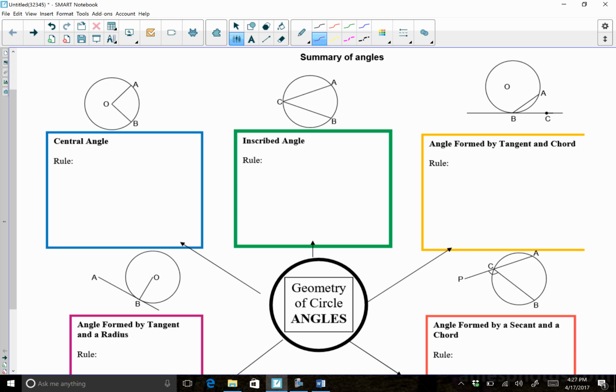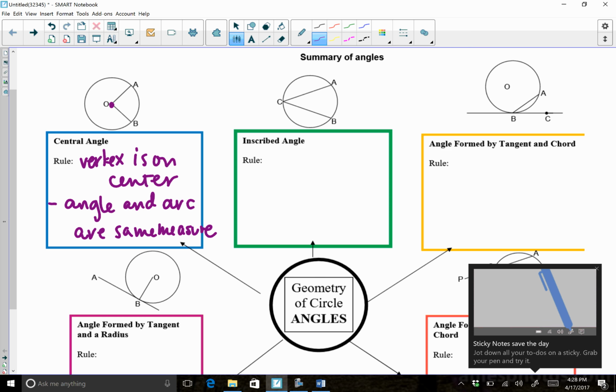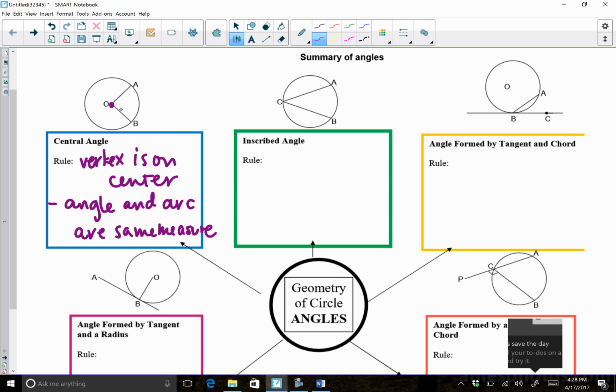If I look at AOB, this is a central angle because the vertex is on the center. And the relationship you need to know here is that the angle and the arc are the same measure. So for instance, if I would like to know the measure of this angle, and perhaps all I know is that AB as an arc is 50 degrees, I would know that the central angle is the same as that, it's 50 degrees.